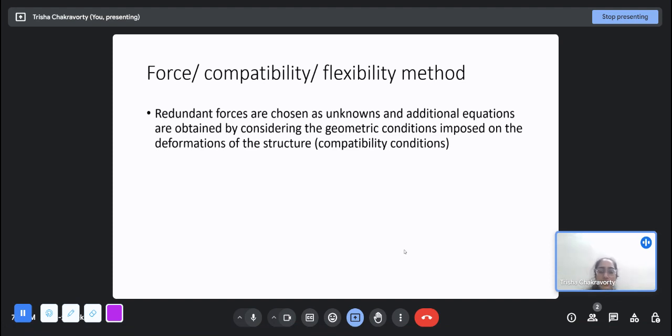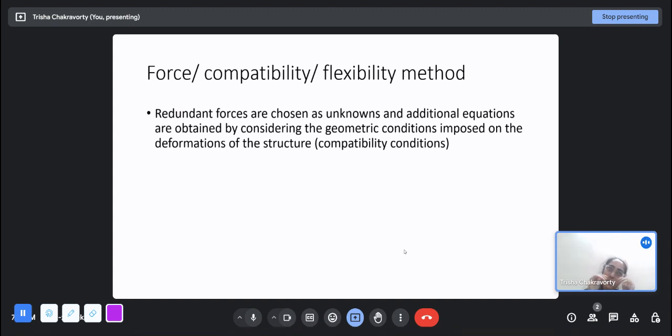Now, there are two approaches to solving indeterminate structures, as we have discussed before. The force, compatibility, or flexibility methods, the terms are all used interchangeably. So here the redundant forces are chosen as unknowns, and additional equations are obtained by considering the geometric conditions imposed on the deformations of the structure, which are also called compatibility conditions. What are compatibility conditions? Basically, they ensure that in a structure there is no discontinuity, no incompatibility.